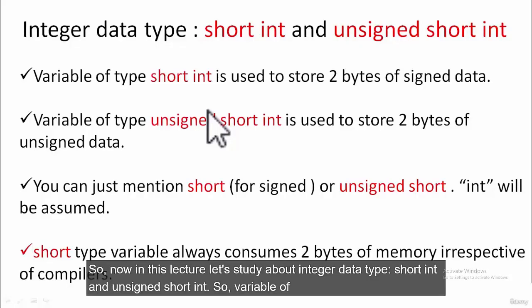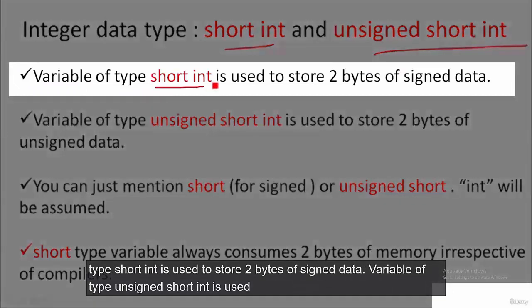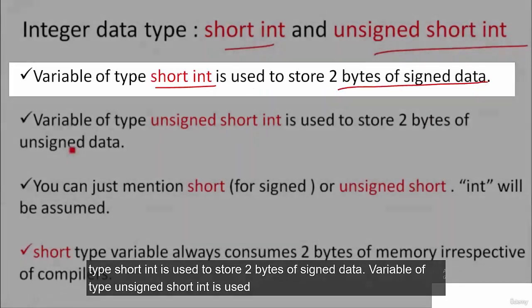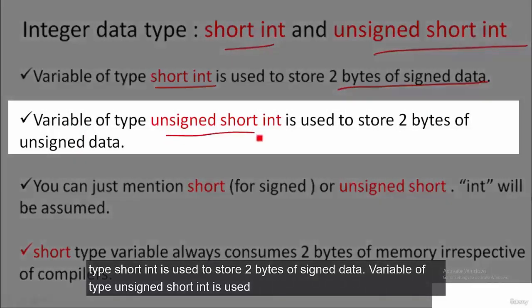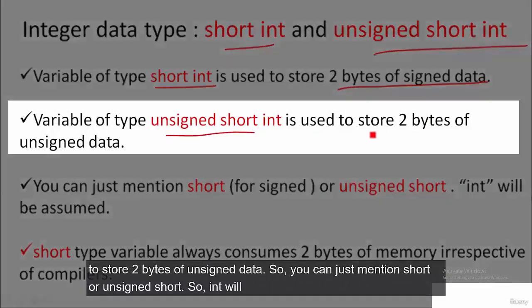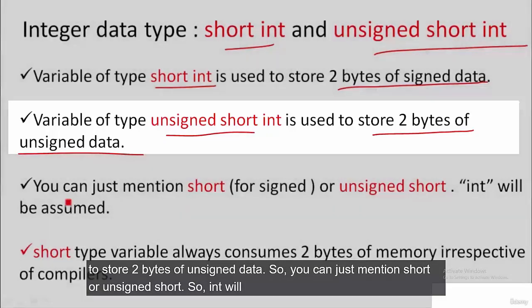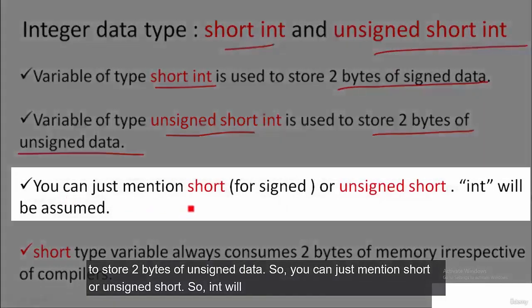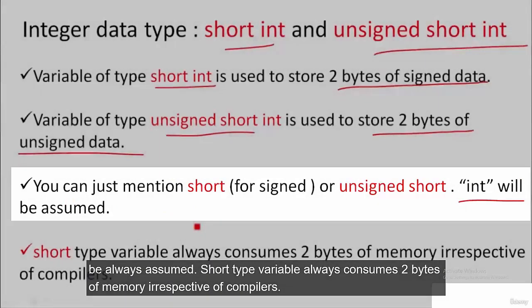Right, so now in this lecture, let's study about integer data types short int and unsigned short int. A variable of type short int is used to store 2 bytes of signed data. A variable of type unsigned short int is used to store 2 bytes of unsigned data. So you can just mention short or unsigned short. So int will always be assumed.